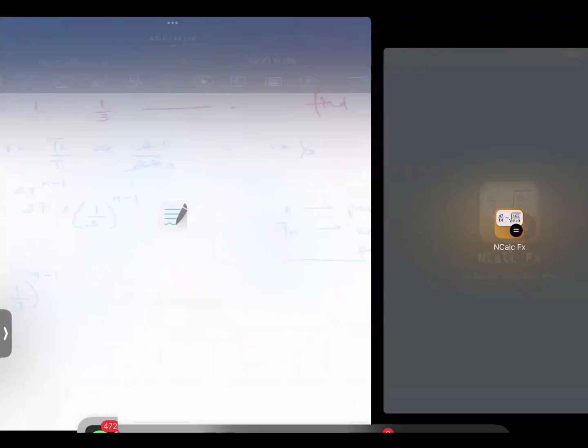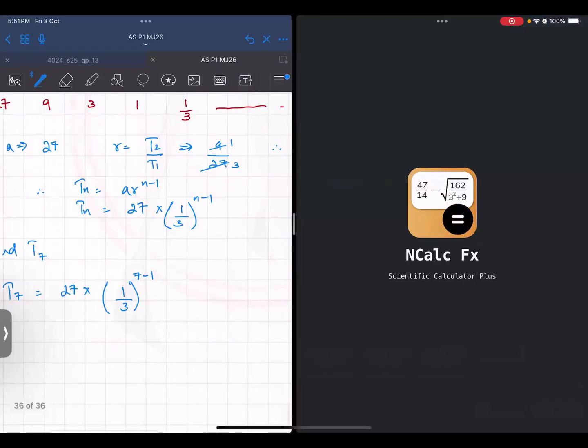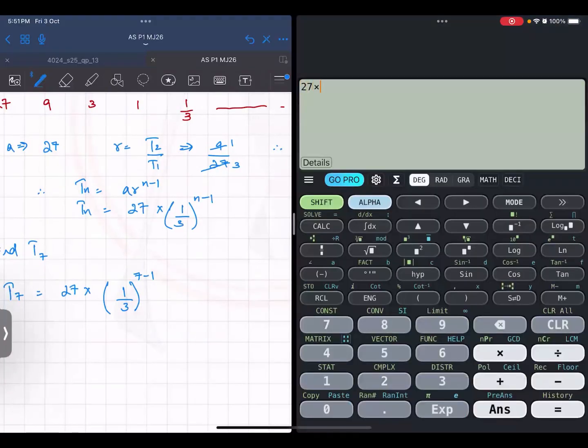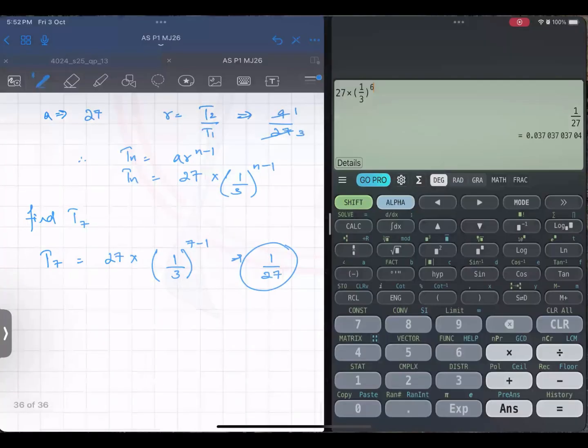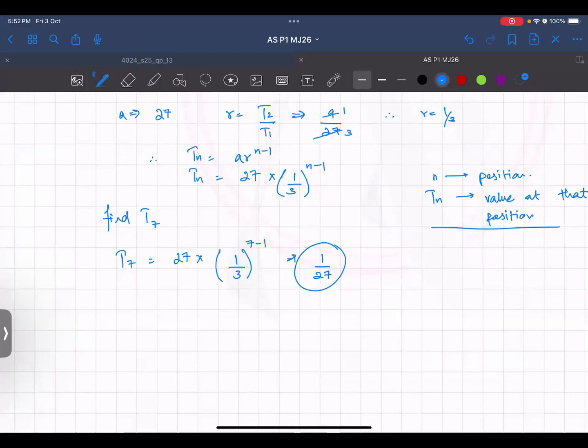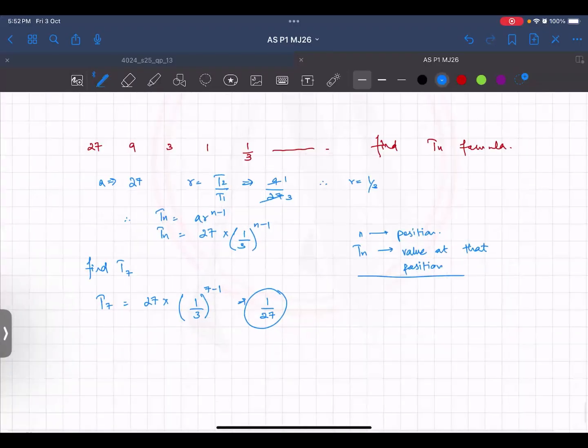So now you calculate it. 27 multiplied by 1 upon 3 power 6, which is 1 upon 27. The value at the 7th position, the term, is 1 upon 27. This is your answer.